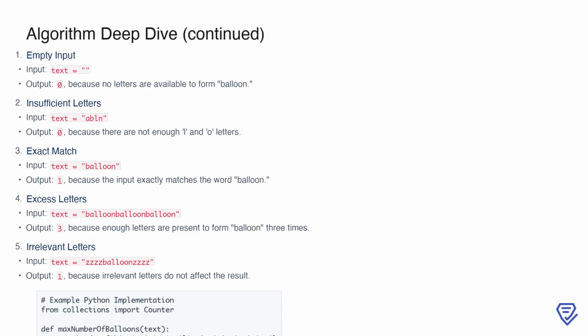For an exact match, such as text equals balloon, the output is 1 since the input contains exactly the letters needed to form one balloon. If the input contains excess letters, like text equals balloon balloon balloon, the output is 3 because the input can form balloon 3 times. Finally, irrelevant letters in the input, such as in text equals balls ballons, don't affect the result since they are ignored during frequency counting. These examples highlight how the algorithm handles different scenarios effectively.